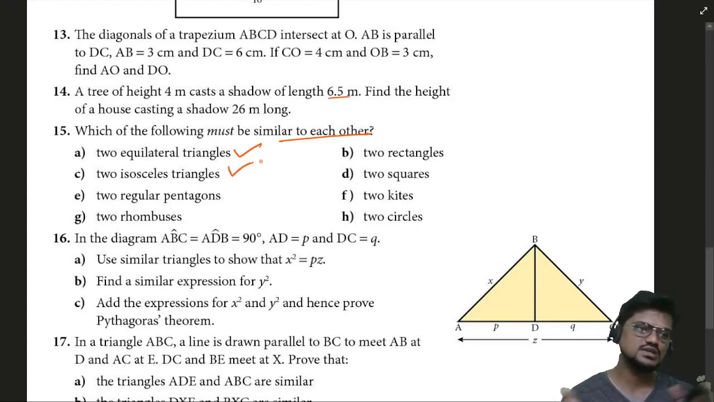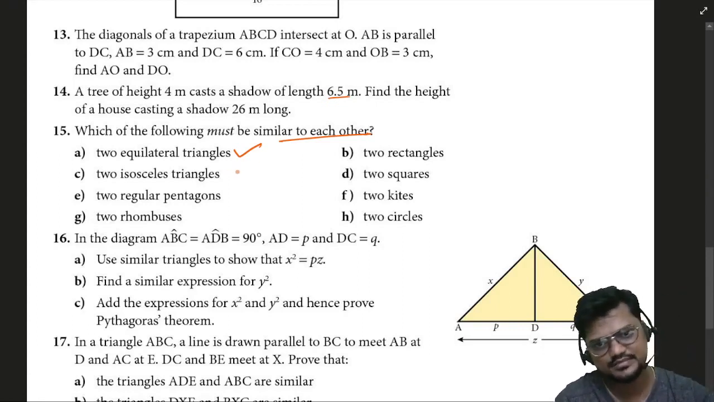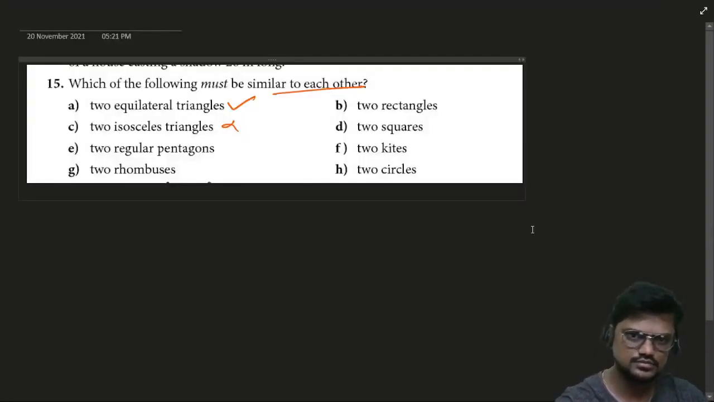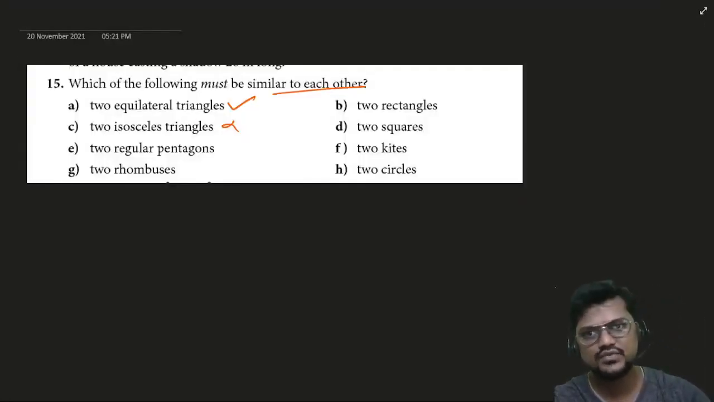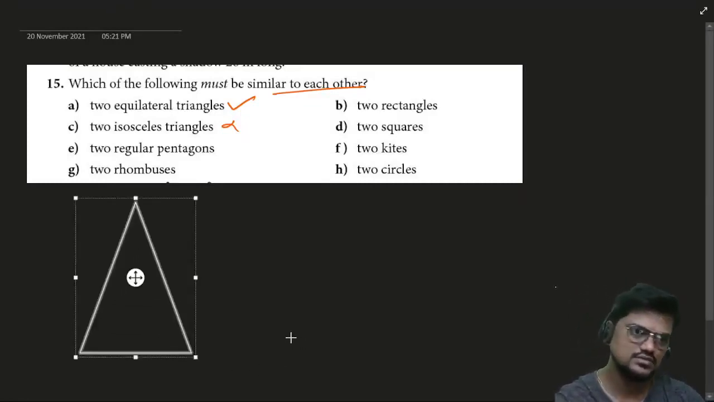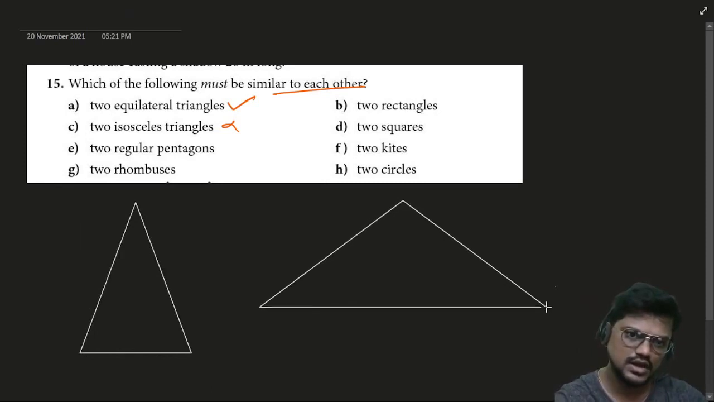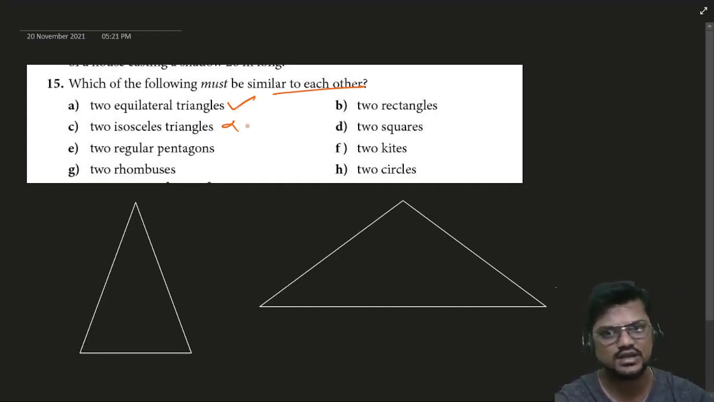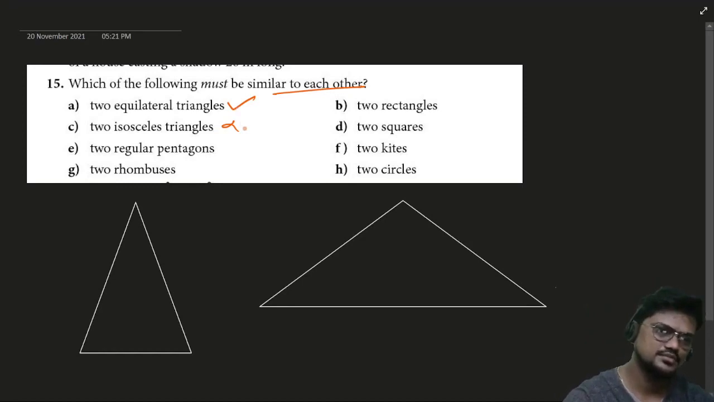Two isosceles triangles cannot be similar. Why can it not be similar? Because see, can I say this is my isosceles triangle? Can I also say this is my isosceles triangle? Are these two triangles similar? They both are not similar, no? That's why two isosceles triangles cannot be similar all the time.